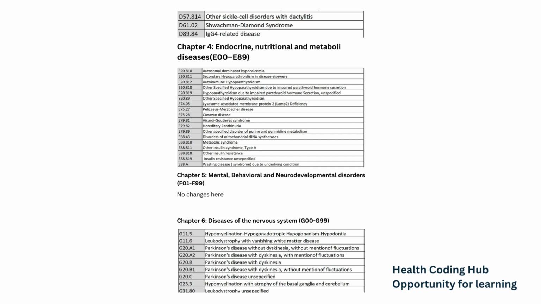Chapter 4. This year we have considered a number of codes for chapter 4. We have codes for endocrine, nutritional and metabolic diseases, including autosomal dominant hypocalcemia, a genetic disorder affecting calcium metabolism. ADH has two types caused by mutations in either the CASR or GNA11 genes that make the body misinterpret low calcium levels, leading to symptoms that affect the muscles, the nervous system, and the kidneys.